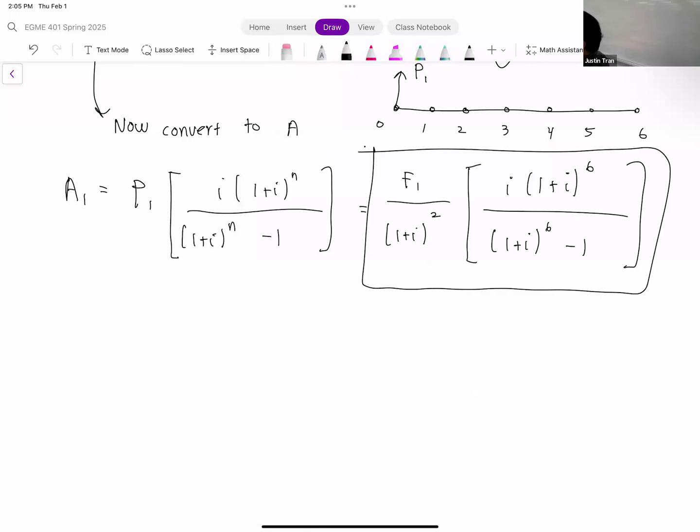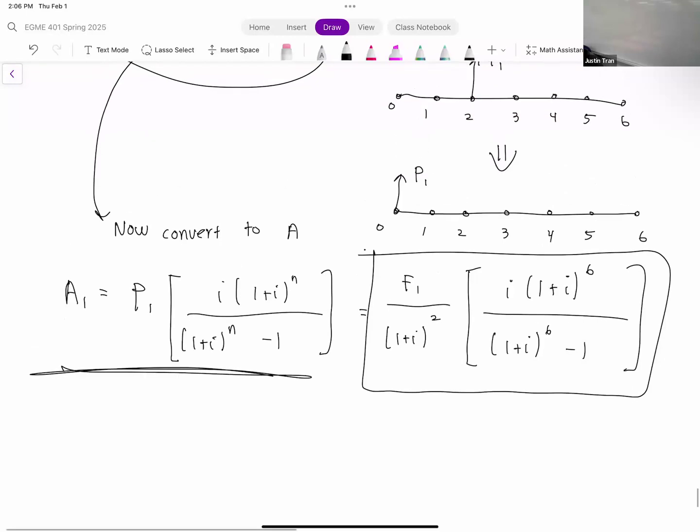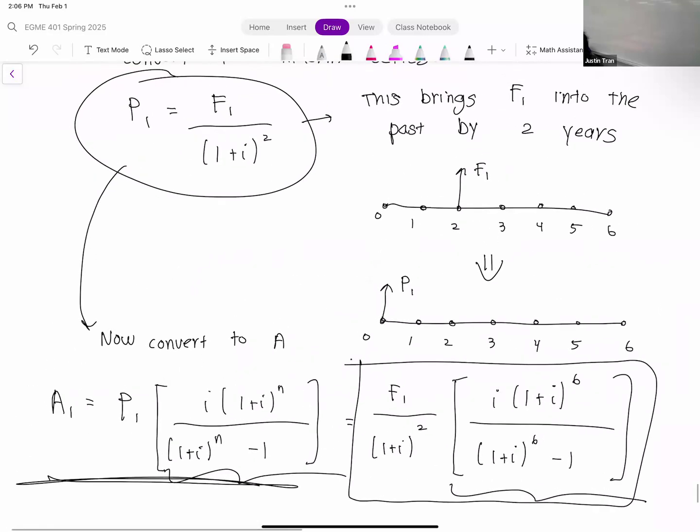Any questions on this example here? Yeah, which one is that derived from? This one right here? No, the one that's boxed in. This formula here: everything in the square brackets is the same as the square brackets before. I just plug in n equal to 6, and for P1, I plugged in this formula for P1 that we had up here.